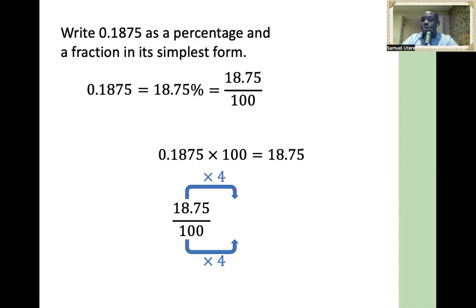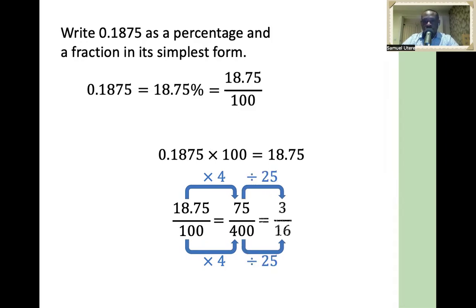So the number is actually 4. If we multiply that by 4, that will give us 75. And if we multiply the denominator by 4, that will give us 400. Now we can simplify this fraction. We've seen this number before. We know 25 is a really good factor that we can use for that. So 75 divided by 25 will give us 3, and 400 divided by 25 will give us 16.